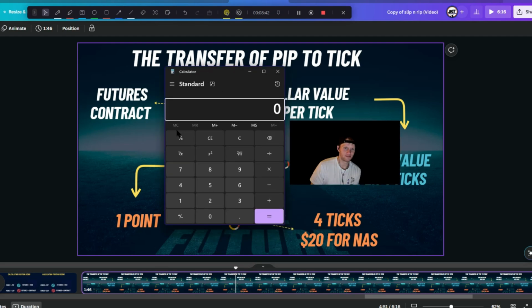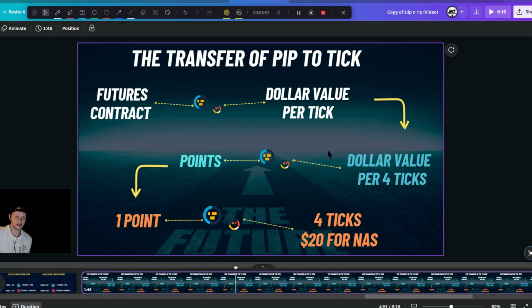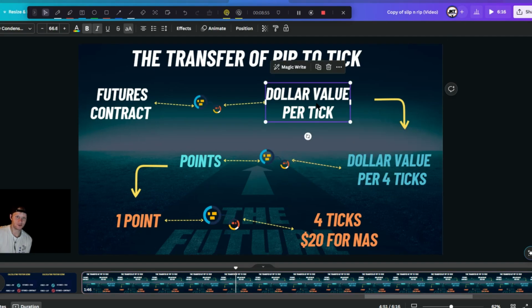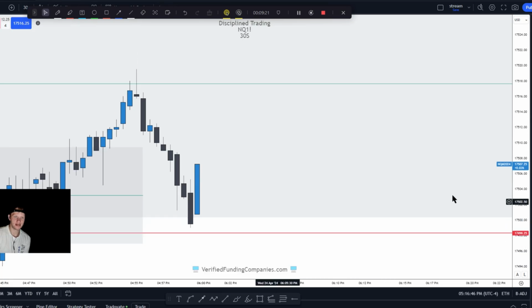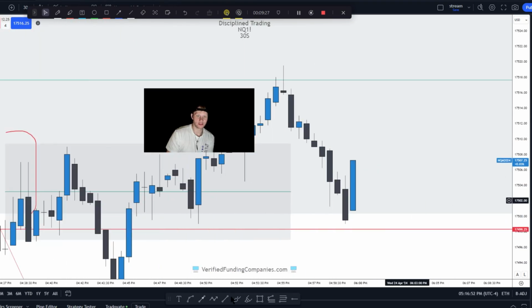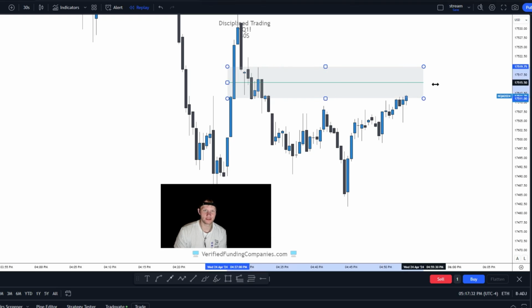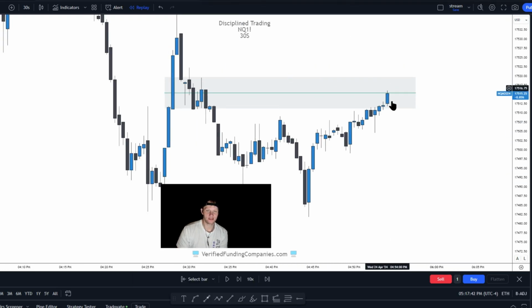If we do a little bit of math here, we just go 20 divided by 4 equals $5, right? So that means that each tick is going to be worth $5. 4 ticks equal $20. So every dollar move results in $20. So if I'm trading NASDAQ here and I want to enter a trade, let's say I want to go short once it comes up to this area here. All right, so it's reached my level, right? So if I know that it's $20 per point per contract, right?